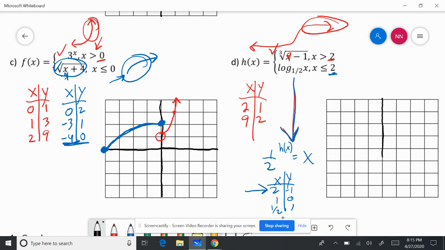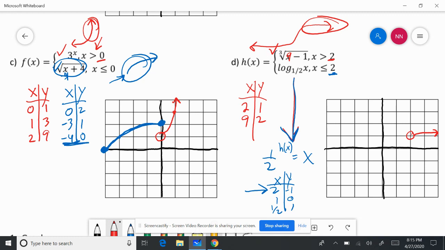Now, what we're going to do is graph our two different equations. For the first one, what we have is 2, 1. And then what we have is 9, 2, which is way over here. So with the first one, I remember that it's an open circle. So I'm putting my open circle, and it's slowly increasing that way. I'm making sure it's not a straight line.